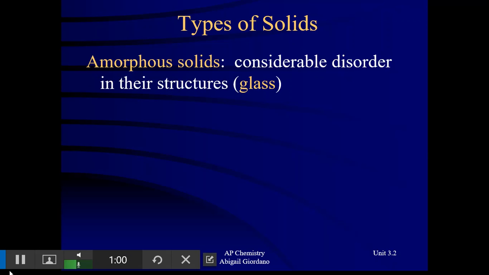Here's the first, amorphous. If you think about what the prefix a or an means at the beginning of a word, it means without. Morph means shape, without shape. So some solids like glass, if you were to look at them at a microscopic level, they don't have any organization to their atoms and molecules. We're not even really going to look at amorphous solids much more than what I've just said.